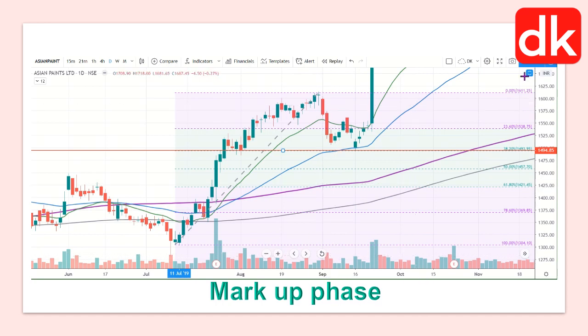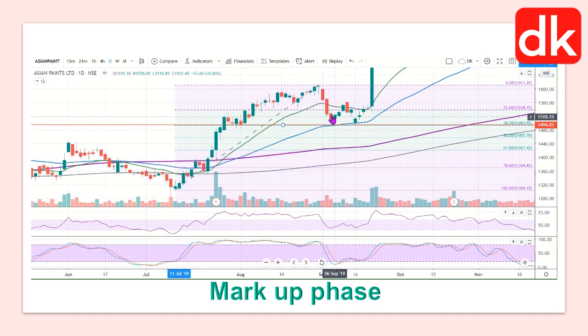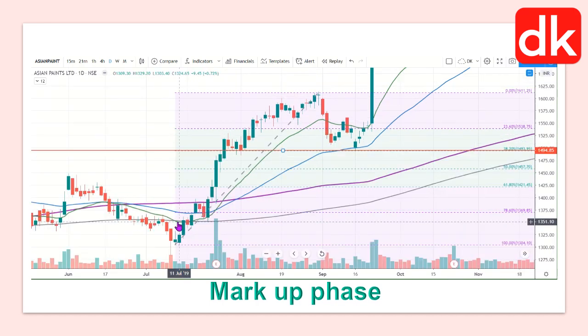If you are using stochastic, let us see the stochastic. So stochastic is here showing a bullish crossover at this particular time from the oversold area. However, I have just explained this, but we will be covering the oscillators and indicators under our tutorial series Zero to Hero in much more detail so that you are able to understand.